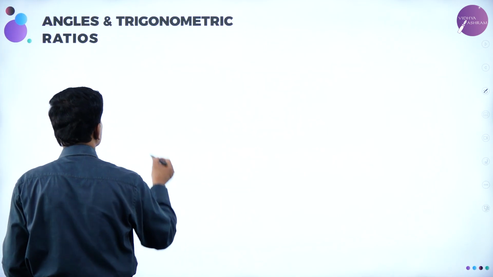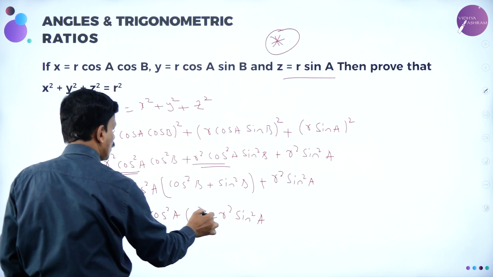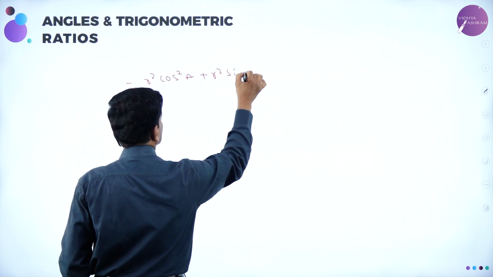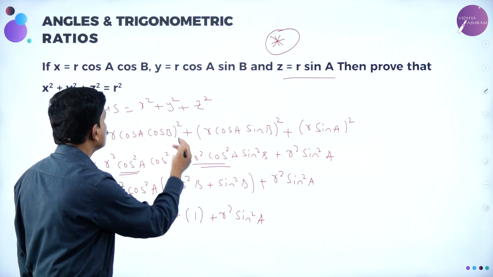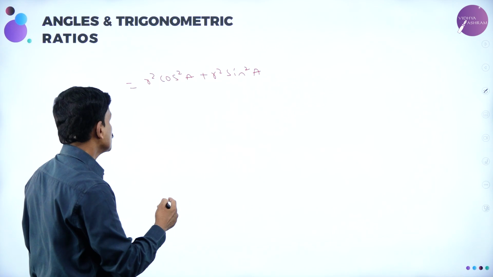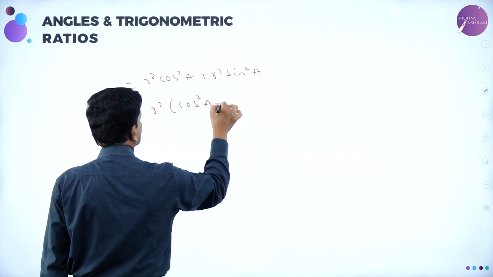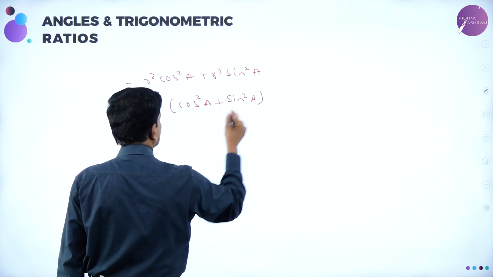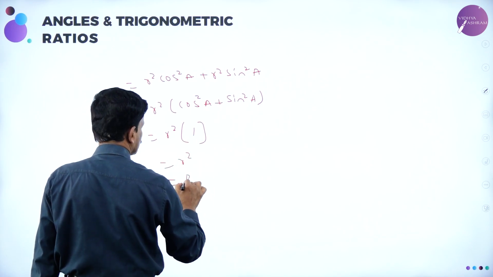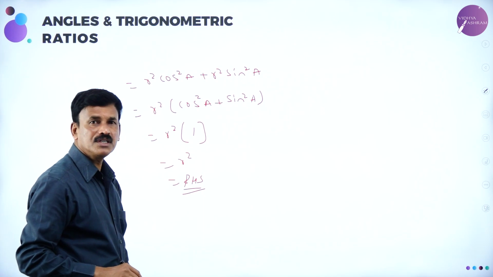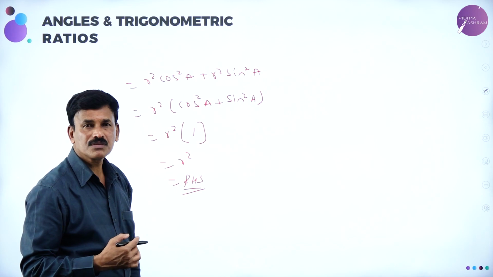Now this can also be written as r square into cos square a plus r square sin square a. Sorry, let me explain. Now multiply it: r square cos square a into 1 is r square cos square a, plus r square sin square a. Now you can take the common factor. What is the common factor? r square is the common factor, cos square a plus sin square a. Now this is equal to r square, since cos square a plus sin square a is equal to 1. 1 into r square is r square, which is the required RHS. That's it. Okay. This is also a very important type of problem for 3 or 4 marks.